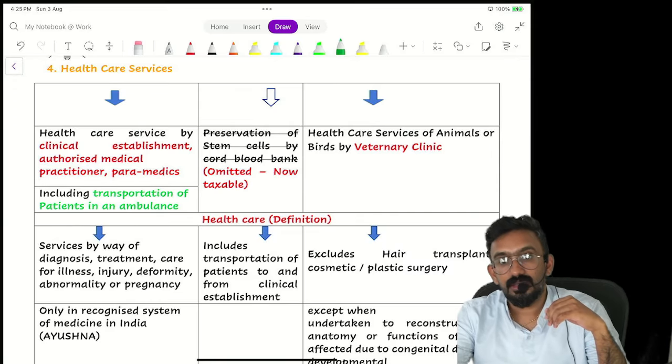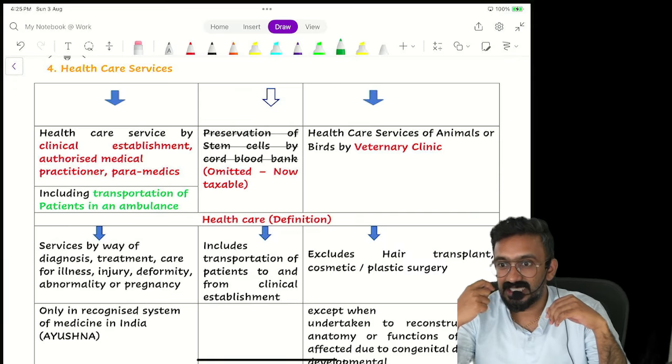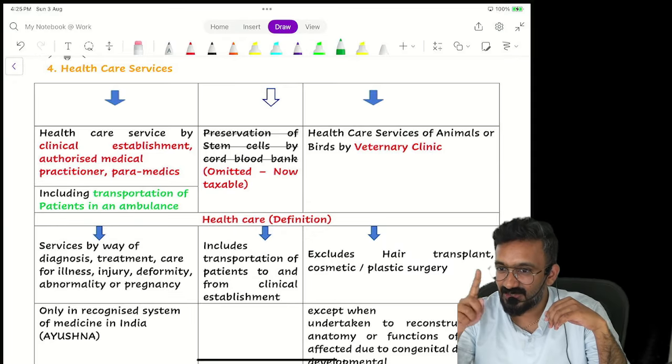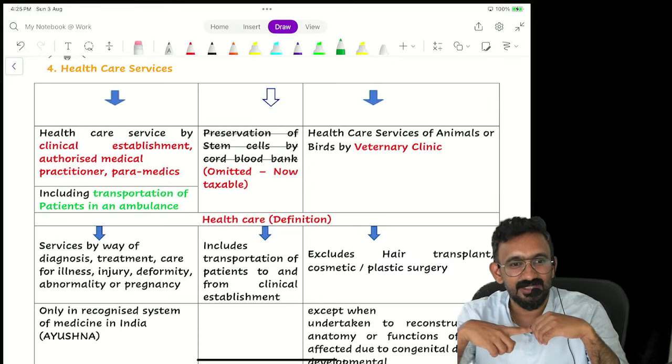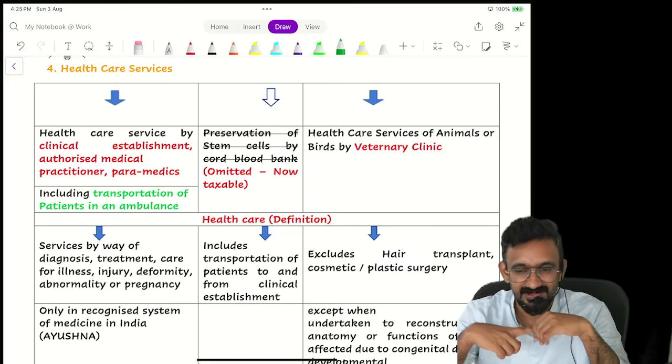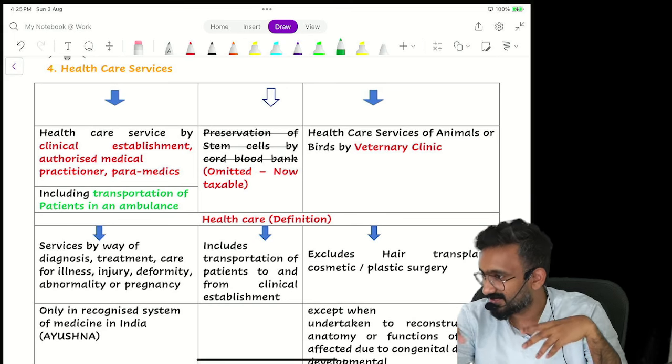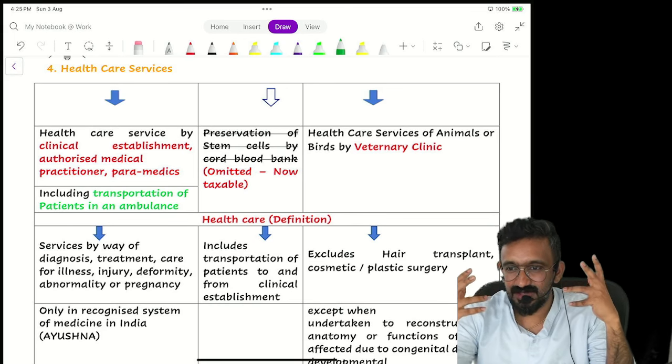Even dental: your root canal surgery is clinical; teeth whitening is cosmetic; aligners are cosmetic. Understanding? So both are different. So beautification, that is cosmetics, would be taxable.